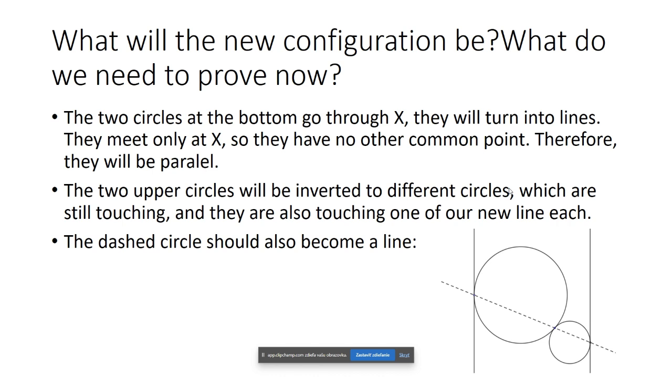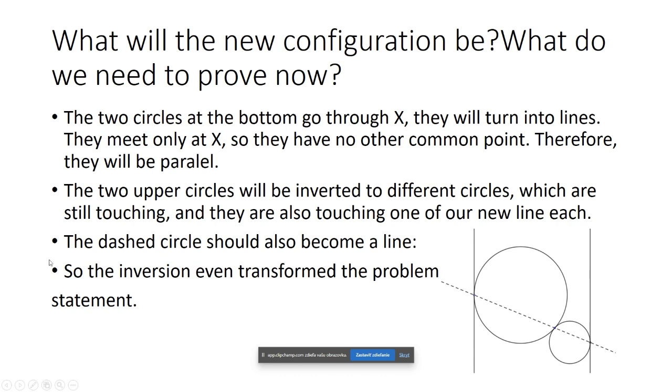And through the infinity point, all lines go through. Okay, so in fact, we must prove that this point, this point, this point, so the 3 points of tangency on this picture, and the infinity point lie on a line. But because the infinity point lies on all the lines, we don't have to worry about it. We only have to prove the collinearity of these 3 points. Okay, so we can notice that even the problem statement becomes inverted by the transformation.